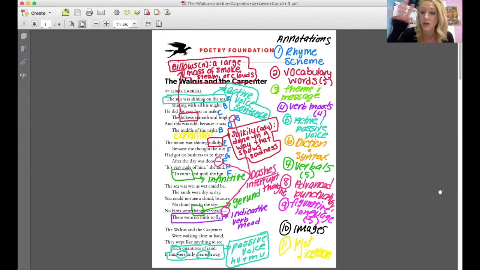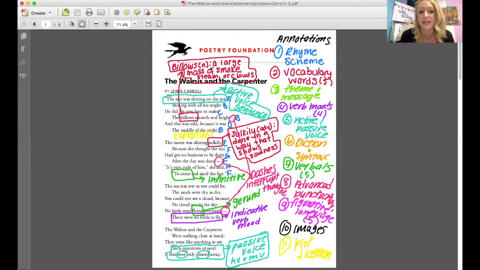So I color coded mine on the right-hand side so that I know what I'm looking for, and then I'm going in and annotating it. The first thing, rhyme scheme, is blue. You can see my rhyme scheme: A, B, C, B, D, B, E, F, G, F, H, F. I just did 2 stanzas. You're doing 2 stanzas.